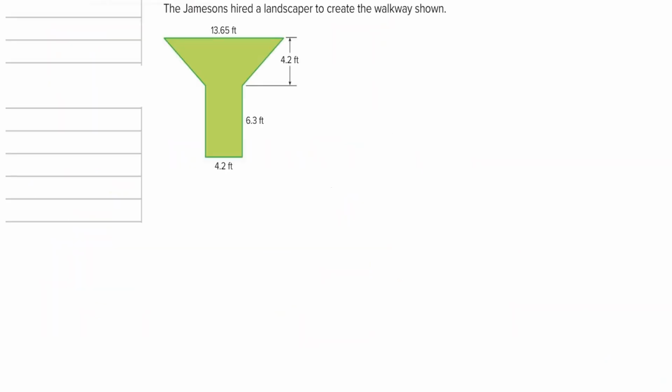So we're going to start with this shape that we did in the previous lesson, right? It says, the Jamesons hired a landscaper to create the walkway shown. And I had you find the area of this composite shape. So we're going to review that real quick.